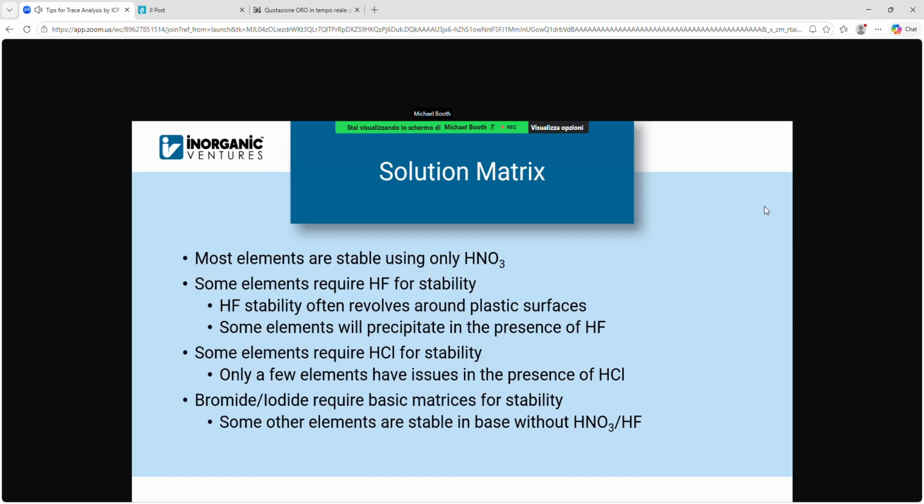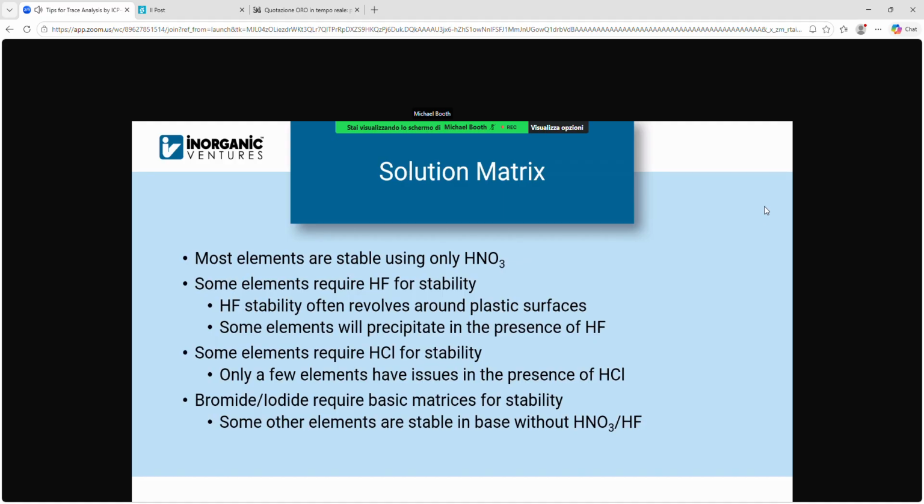So when it comes to solution matrix, most people want to use nitric acid, especially if you're using ICP mass spec, because they want to avoid that potential chloride interference. So the good news is most elements are stable using nitric acid, but some of the elements in nitric acid matrices will require hydrofluoric acid for stability.